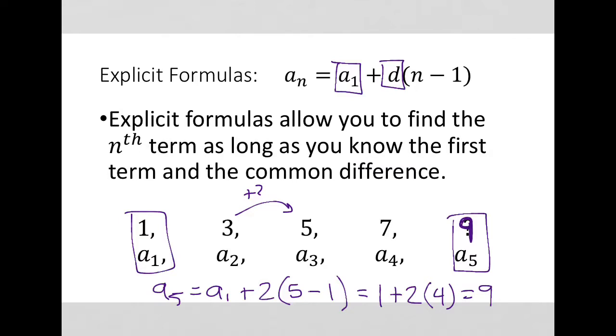So there you have it. This will always work for any arithmetic sequence where you have a common difference between your terms. Now, the remaining problems are your homework for tonight. So what I'd like you to do is, as I put the problem up, I want you to try it, pause the video, and then I'll go through a solution for you.